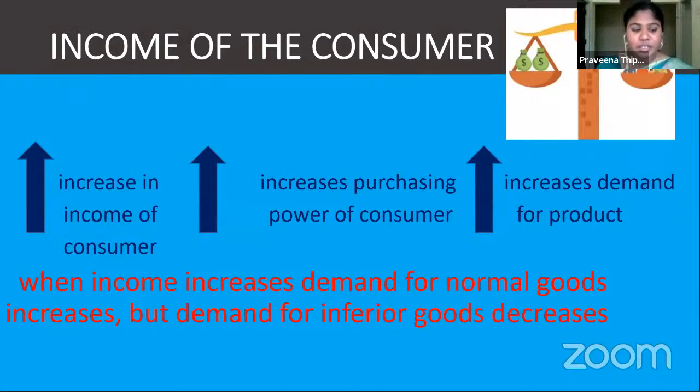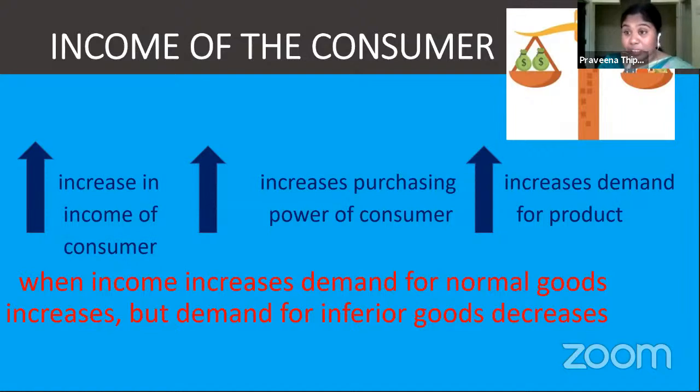Then another factor, children, is the income of the consumer. So we know that most of the people participate in production activities. So with that, they earn income, isn't it? So when the income of the consumer increases, what happens? His purchasing power will increase. So what is meant by purchasing power? It means that he will be able to demand more commodities, or purchase more goods and services. So the demand for commodities also will increase.